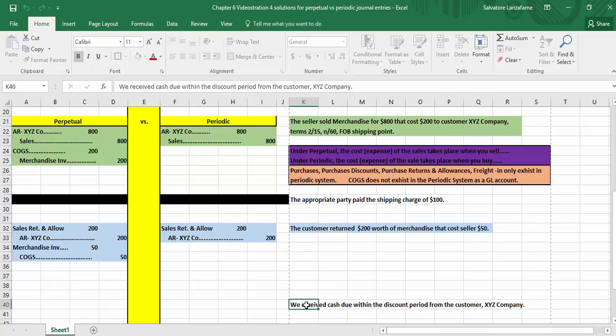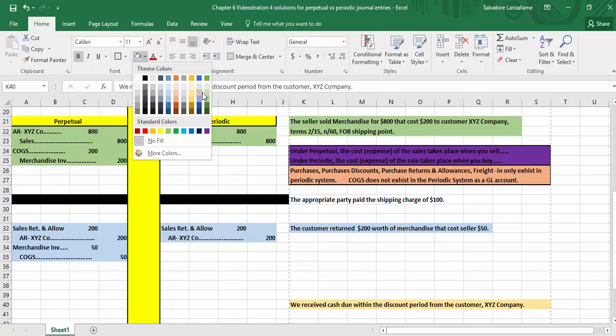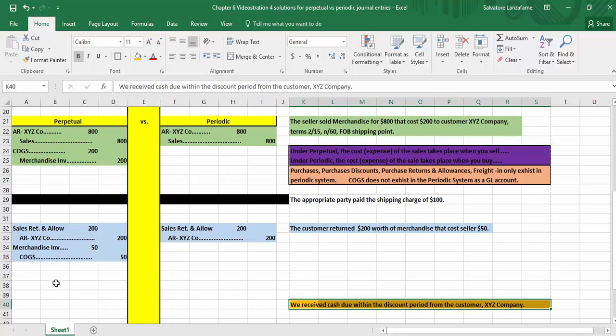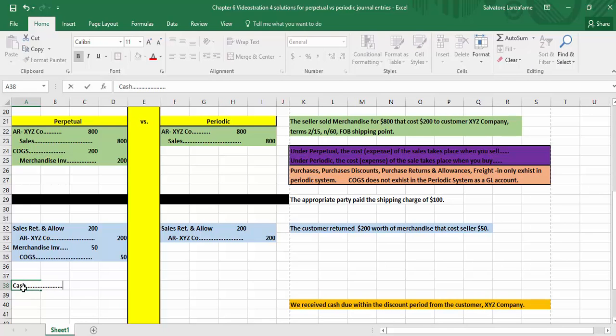Finally, the last transaction. This is the only one that's identical under both perpetual and periodic. And let's go orange with this one. So if we receive the cash due within the discount period, basically what we would do here is debit cash. If the customer took advantage of the discount, we would then debit an account called sales discounts, and then we will credit the customer's accounts receivable. We'll credit their account for the balance.